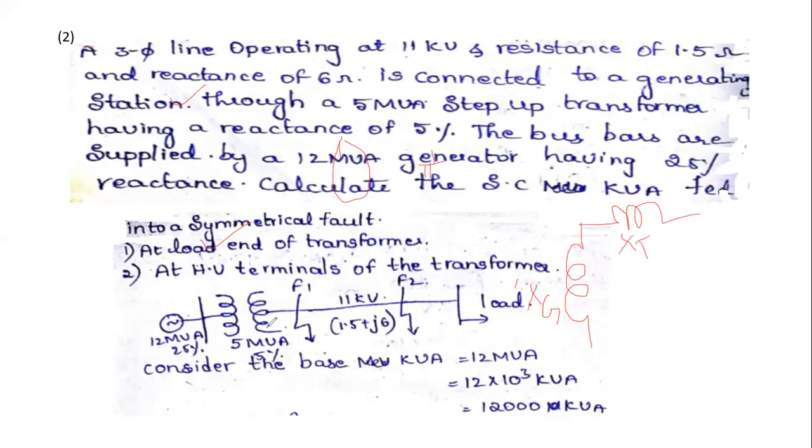Okay, this is the XT. Next, we are having the transmission line at the load. That is resistance and reactance. This is percentage XR and this is percentage XX. This is the equivalent reactance diagram for the single line diagram.